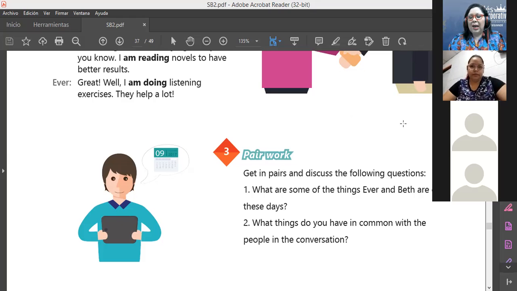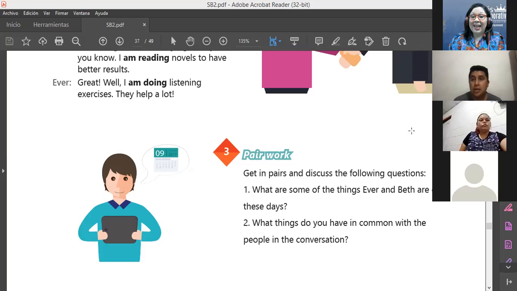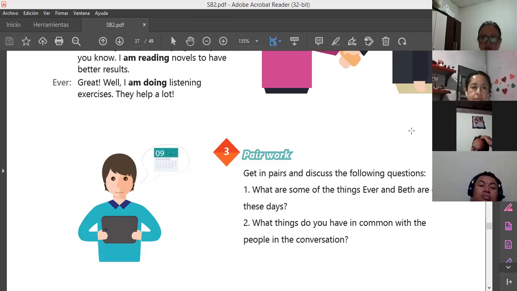All right, very good. A ver, y con la número dos, what things do you have in common with the people in the conversation? A ver, group number two. Group number two was, they were Álvaro, Ivette, Romeo, y Silvia. Vamos a ver. ¿Qué contestaron en la número dos? We are studying English. Yes, very good. You are studying English. And what are the activities you are doing to improve your English? Are you doing the same thing they are doing? A ver, ¿qué cosas están haciendo ustedes para mejorar su inglés o para poder reforzar la clase?